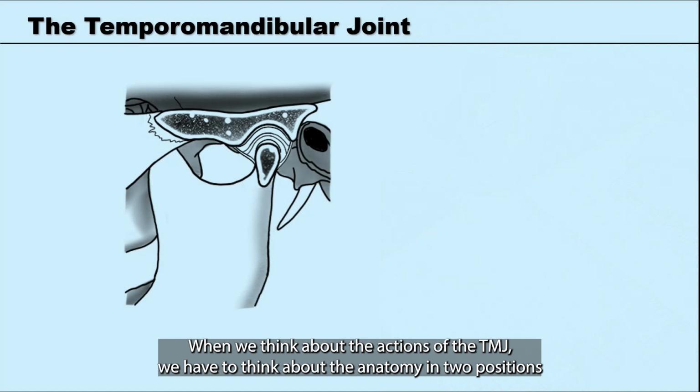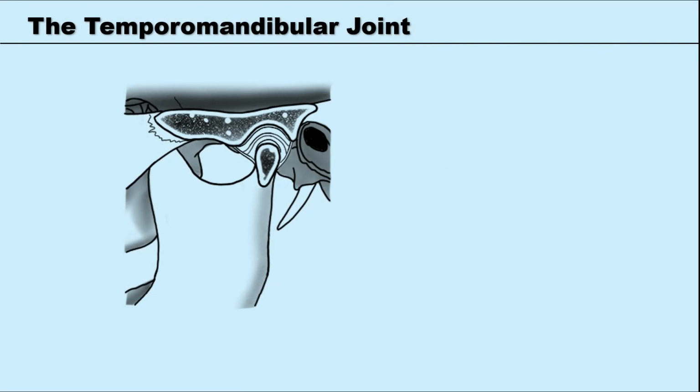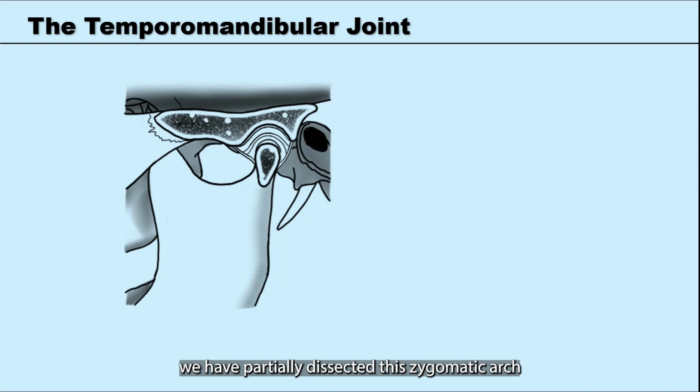When we think about the actions of the TMJ, we have to think about the anatomy in two positions. This picture shows the TMJ when the mandible is elevated. We have partially dissected the zygomatic arch and the condylar head, and therefore we have cut through the joint capsule so that we can see what is inside.